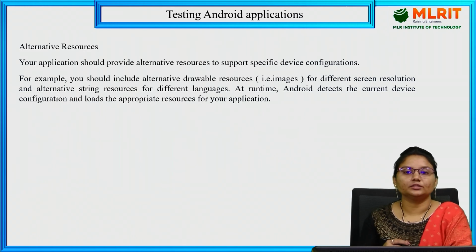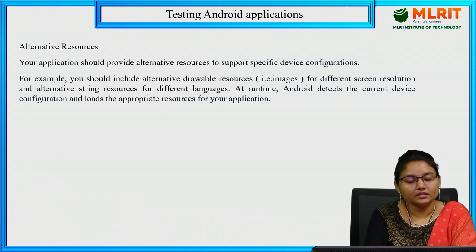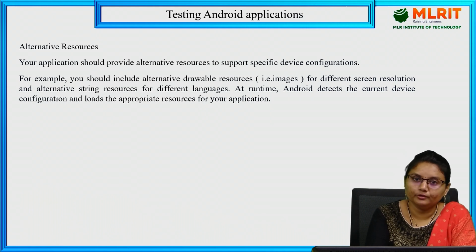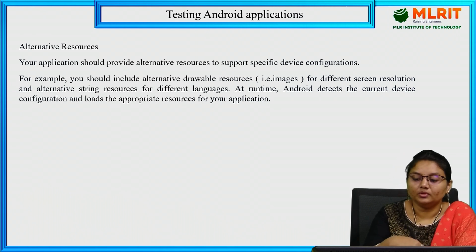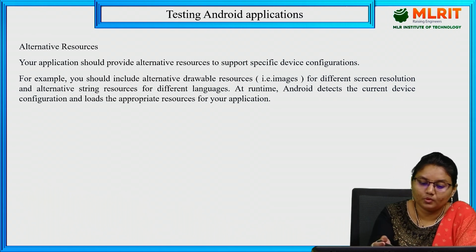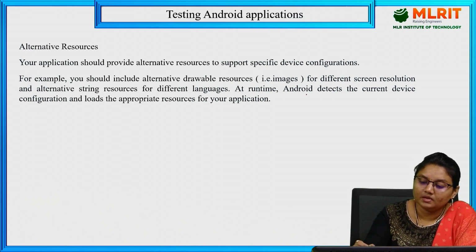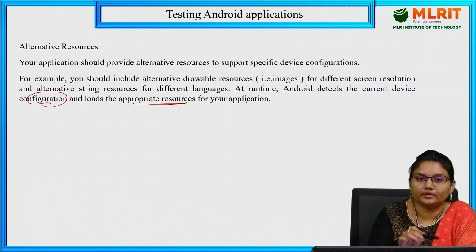So, alternative resources. Alternative resources means, as you can see in the Android application's resource folder, we have seen only a few: drawable, layout, values, XML, like that. But alternative resources talk about resources that support specific device configurations. For example, if you want to include alternative device resources with a different screen resolution, then at runtime Android detects the current device configuration and loads the appropriate resources for your application.